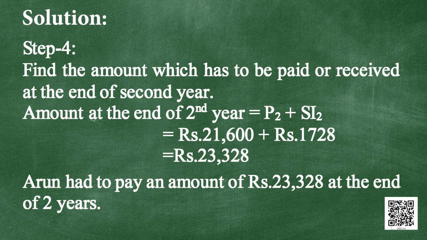In step 4, find the amount which has to be paid or received at the end of the second year. So, the amount at the end of the second year is equal to P2 plus SI2. Our principal for the second year is rupees 21,600 plus the simple interest for the second year, rupees 1,728. So, the sum is rupees 23,328. Students, Arun has to pay rupees 23,328 after 2 years.